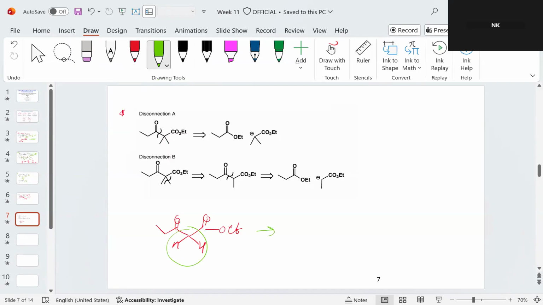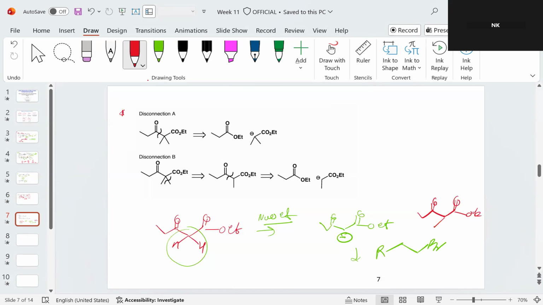So if you add any type of base to this one, we can basically get this anion here, and you can add whatever required group on this position. Let's say I treat this with RCH2CH2Br. We can basically get this alkyl part attached at this position. So what we get here is this R attached here. So basically this functionality we have attached.